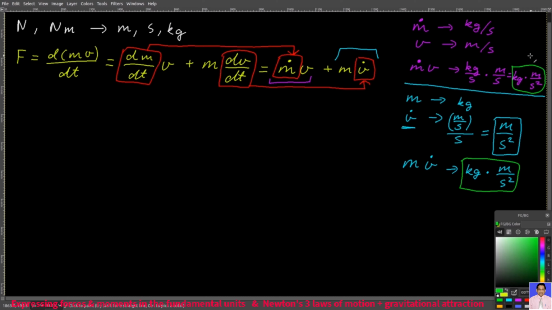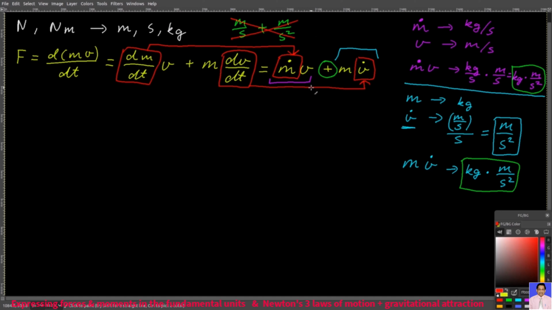And that's very good, because when you add two terms together, then they have to have the same units. Otherwise, it doesn't make sense. You cannot write meters over second plus meters over second squared. That's like trying to add apples and oranges together. It doesn't have any meaning.